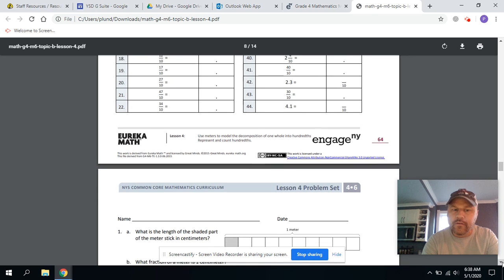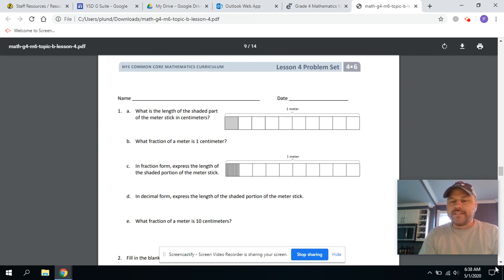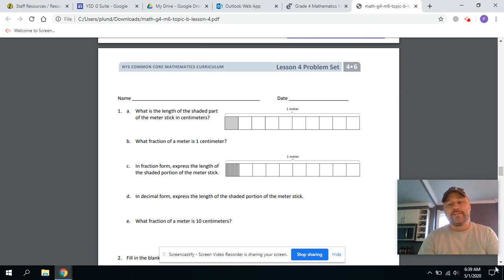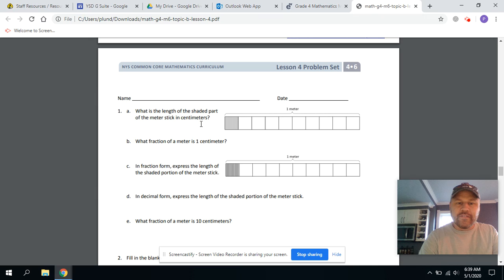So I'm just going to do a couple of these since this is the exact page that you have. I don't want to do the whole thing. What is the length of the shaded part of the meter stick in centimeters? Well, they didn't say what fraction is it. They said what's the length of it.